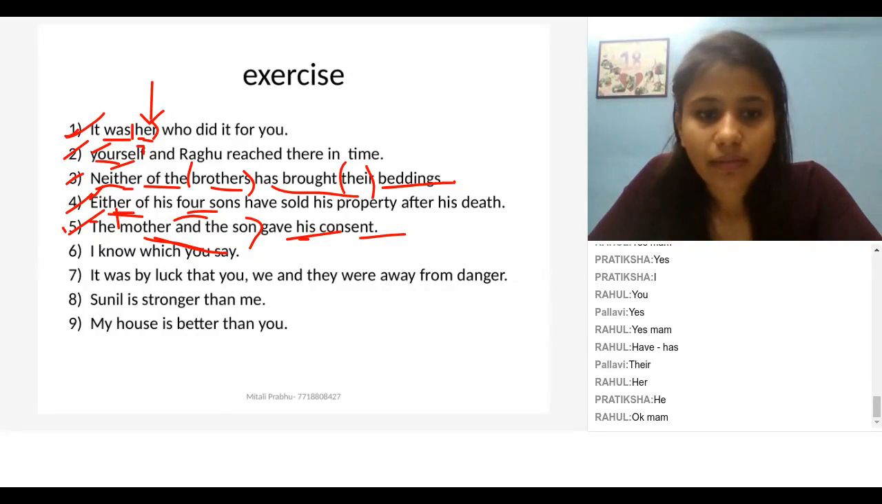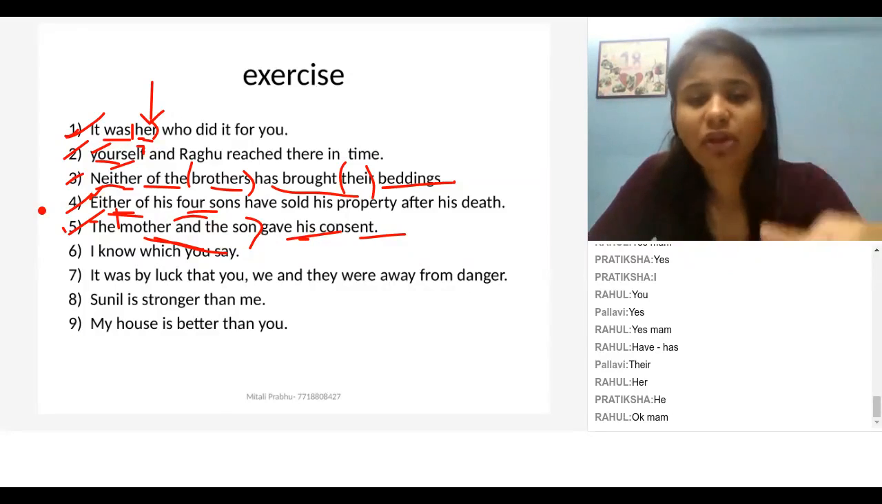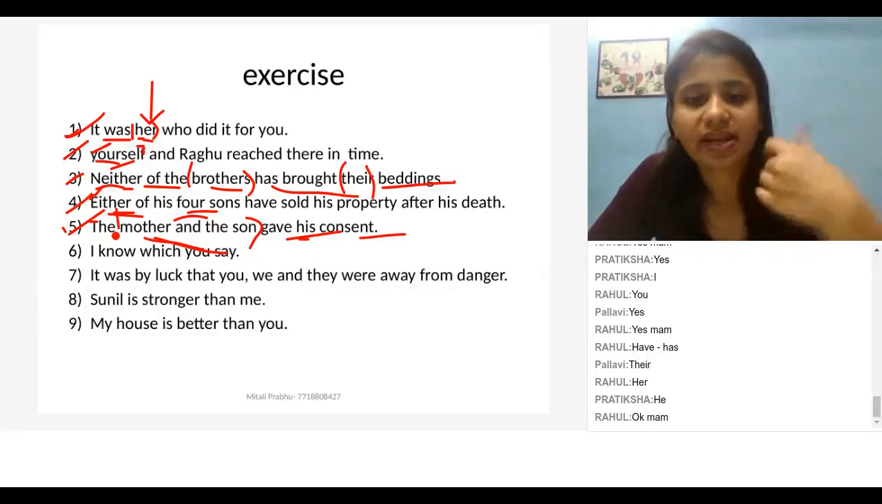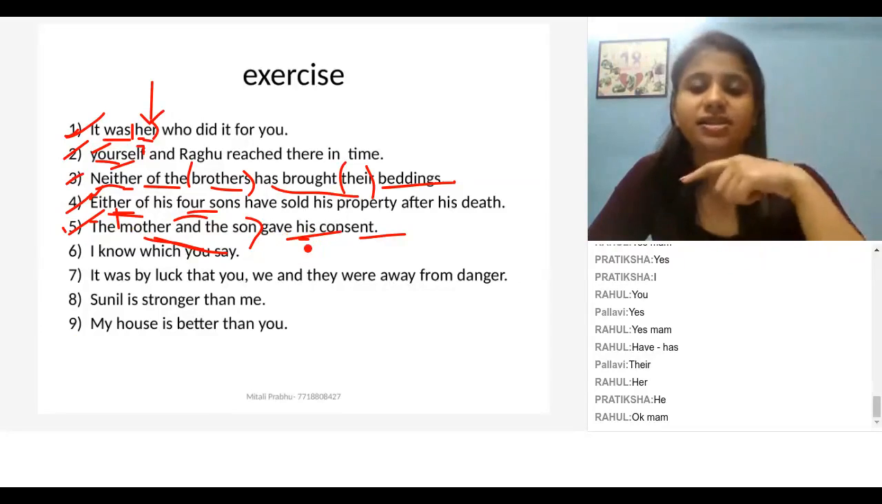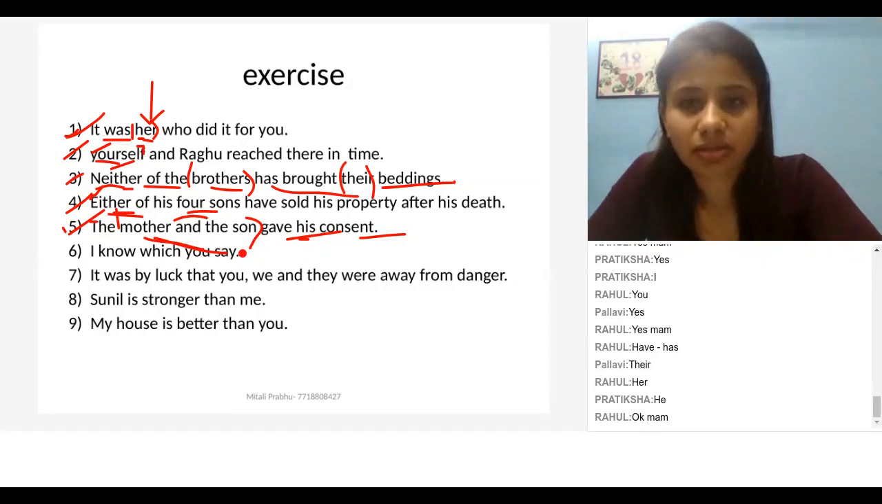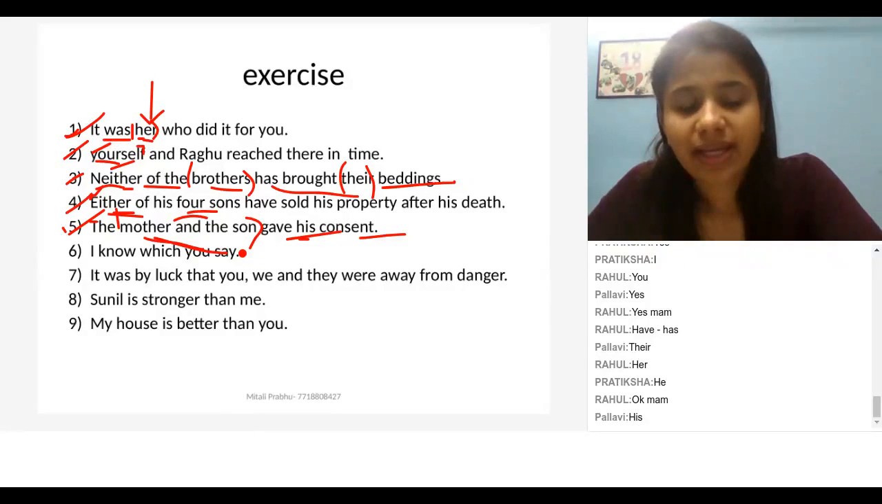Okay. Now I'm giving you one question, just give me the answer. What if the sentence was: either the mother or the son gave dash consent? Either the mother or the son gave dash consent. Okay, right, 'his'. And if the sentence would be: either the son or the mother gave dash consent.